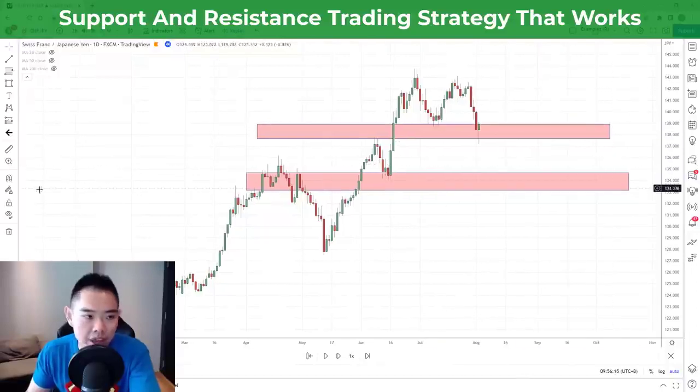Now over here, we have a hammer. If you remember, a hammer tells us that the buyers are temporarily in control as they have managed to push the price and close near the highs of the day. So this is a valid entry trigger to go long. So let's say we go long on the next candle open.